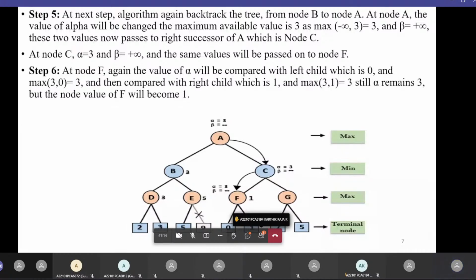Here, they look at 3 and minus infinity. 3 is maximum, so 3. Beta's value should not change, because at a maximizer only the alpha value changes. Between 3 and minus infinity, which is greater? So they update the alpha value to 3.